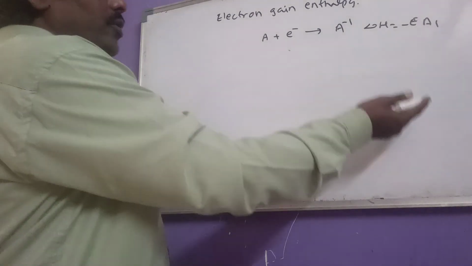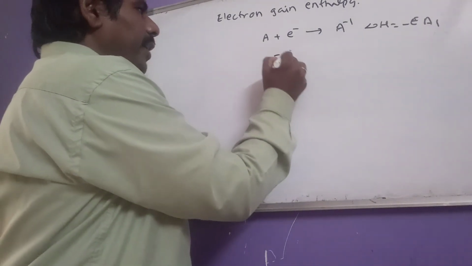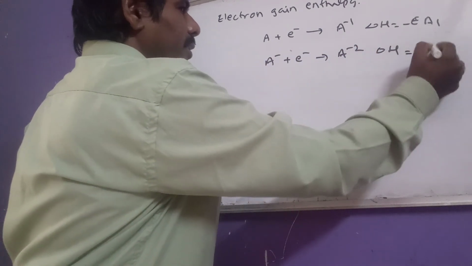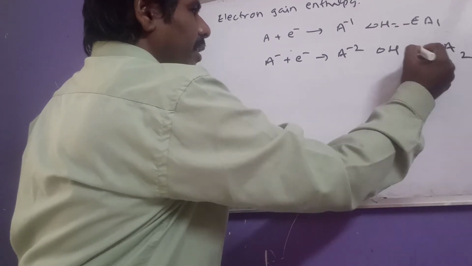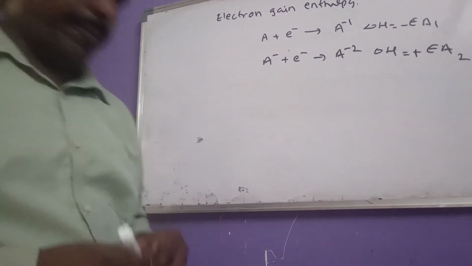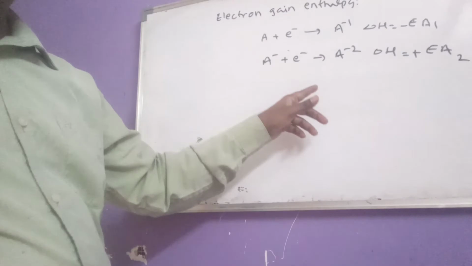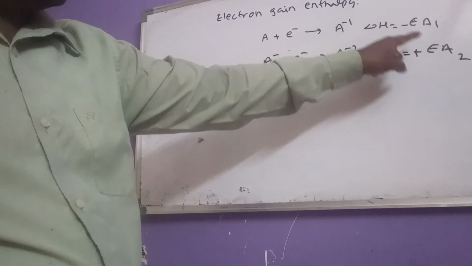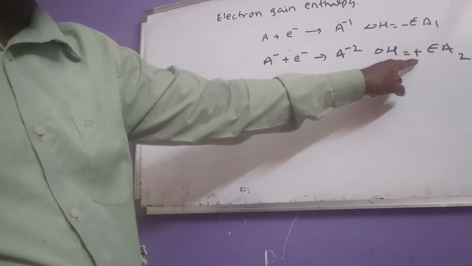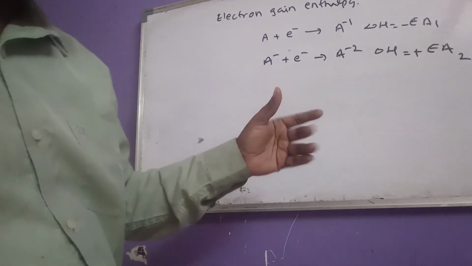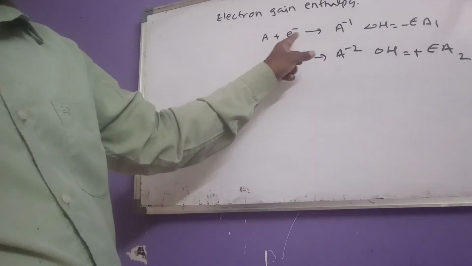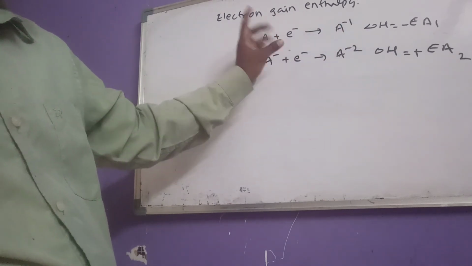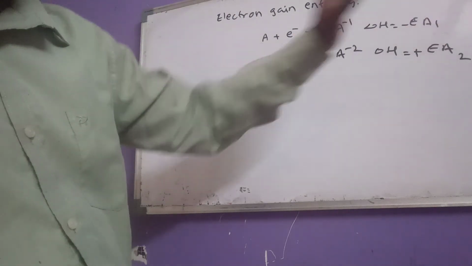Now the second electron affinity: A minus plus an electron gives A minus 2. This is known as second electron affinity or second electron gain enthalpy. For any element, the first electron gain enthalpy delta H value is negative, but the second electron affinity value is positive. Why does this happen? In the case of first electron affinity, it is easy to add an electron, and due to that some energy is liberated.